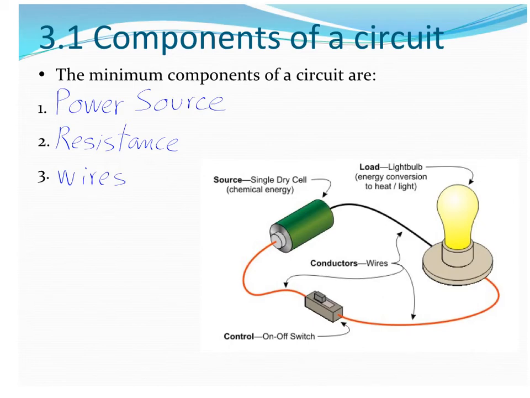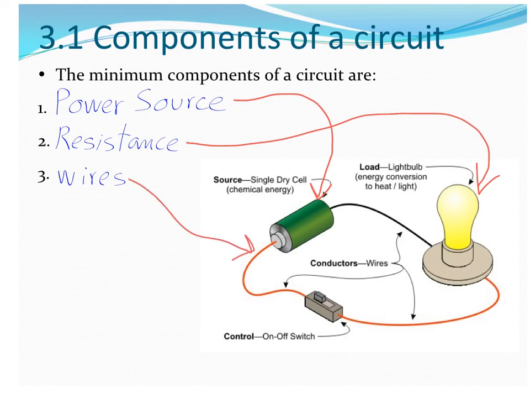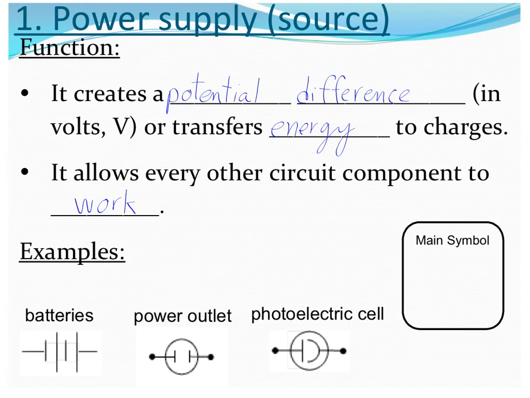To be called an electrical circuit, there needs to be a minimum number of components. The first one is a power source, which is going to give energy to the circuit. The second one is a resistance, which is an object which is going to use energy from the power source, such as a light bulb. And to connect everything together, we need wires. Now I'm going to give you a bit more details about those three main components.